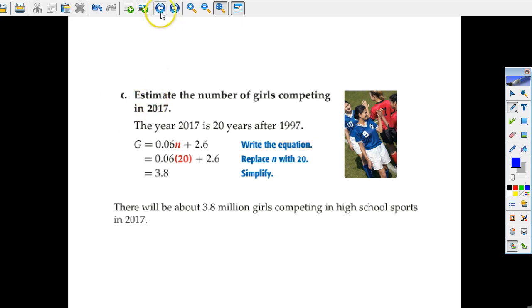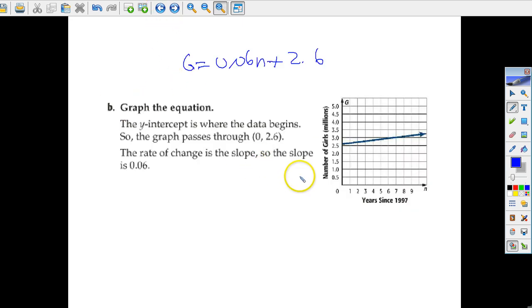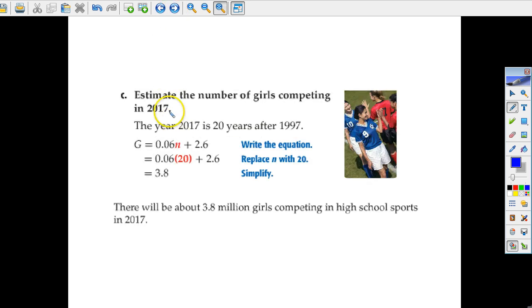Now, based on this, you're going to estimate the number of girls competing in 2017. From 1997 to 2017, there are 20 years. So replace N with 20, and you get 0.06 times 20 plus 2.6, which is 3.8. So there will be about 3.8 million girls competing in high school sports in 2017.